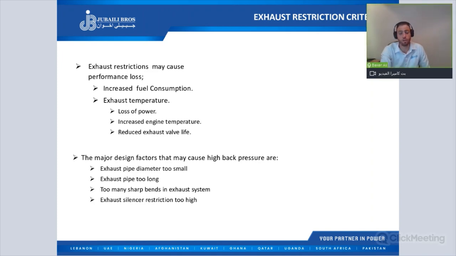The fuel consumption will also increase. If you have back pressure over the limit, the fuel consumption will increase for the generator. Again, the same: 0.5% for the fuel consumption, for each 3.3 kilopascal above the maximum level.